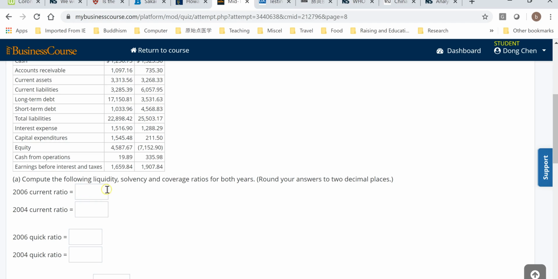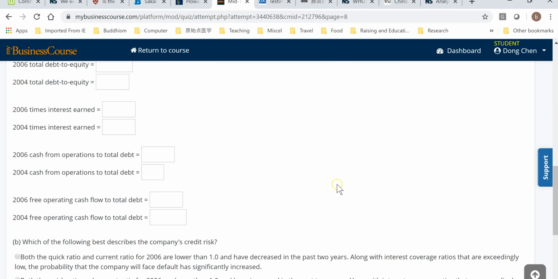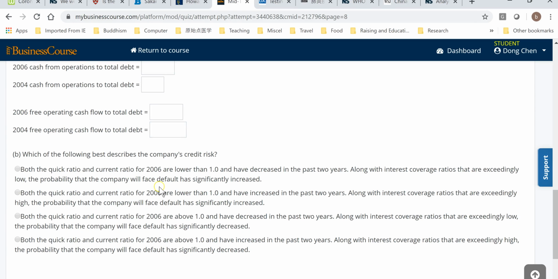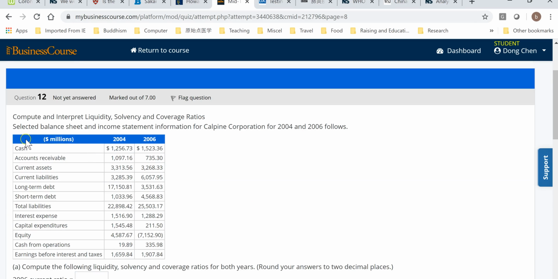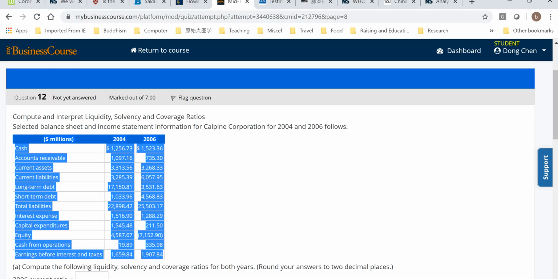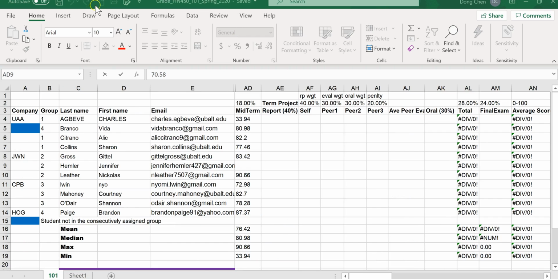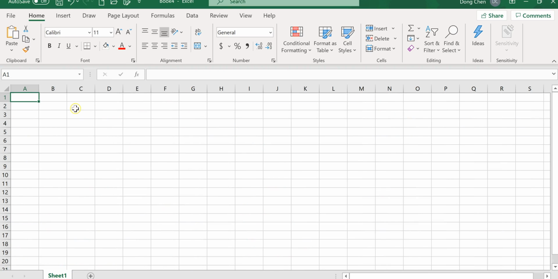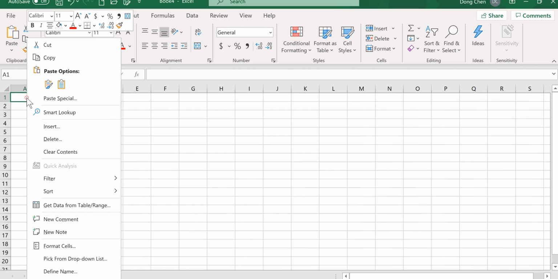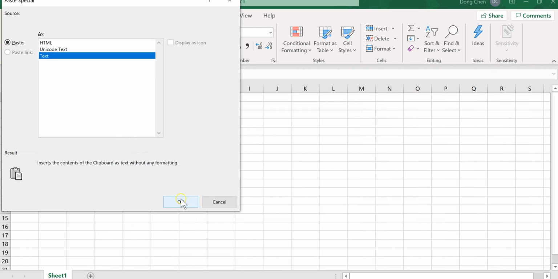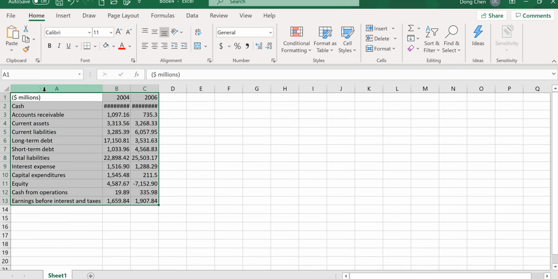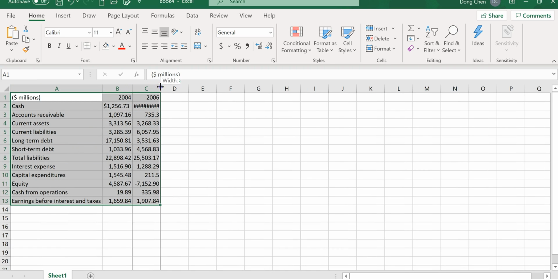So part A, compute the following liquidity, solvency, and coverage ratios for both years. Round your answers to 2 decimal places. So you can see that this question is basically about calculating the different ratios. In order to do that, we just copy the numbers to a new Excel sheet and paste the text.